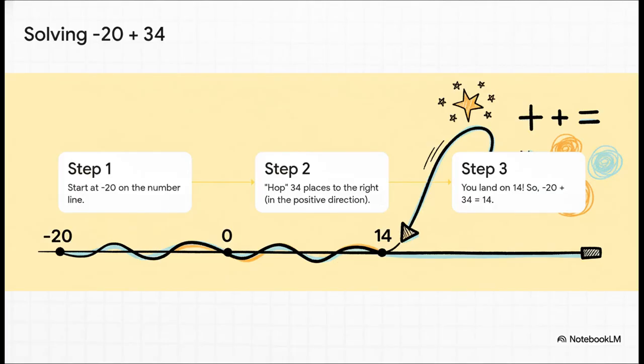So how do we actually use this thing? Well, to solve a problem like -20 plus 34, you find your starting point right at -20. Since we're adding 34, you just hop 34 spaces to the right, into the positive zone. And boom, you land right on the answer, 14. It's a great way to actually see the problem being solved.